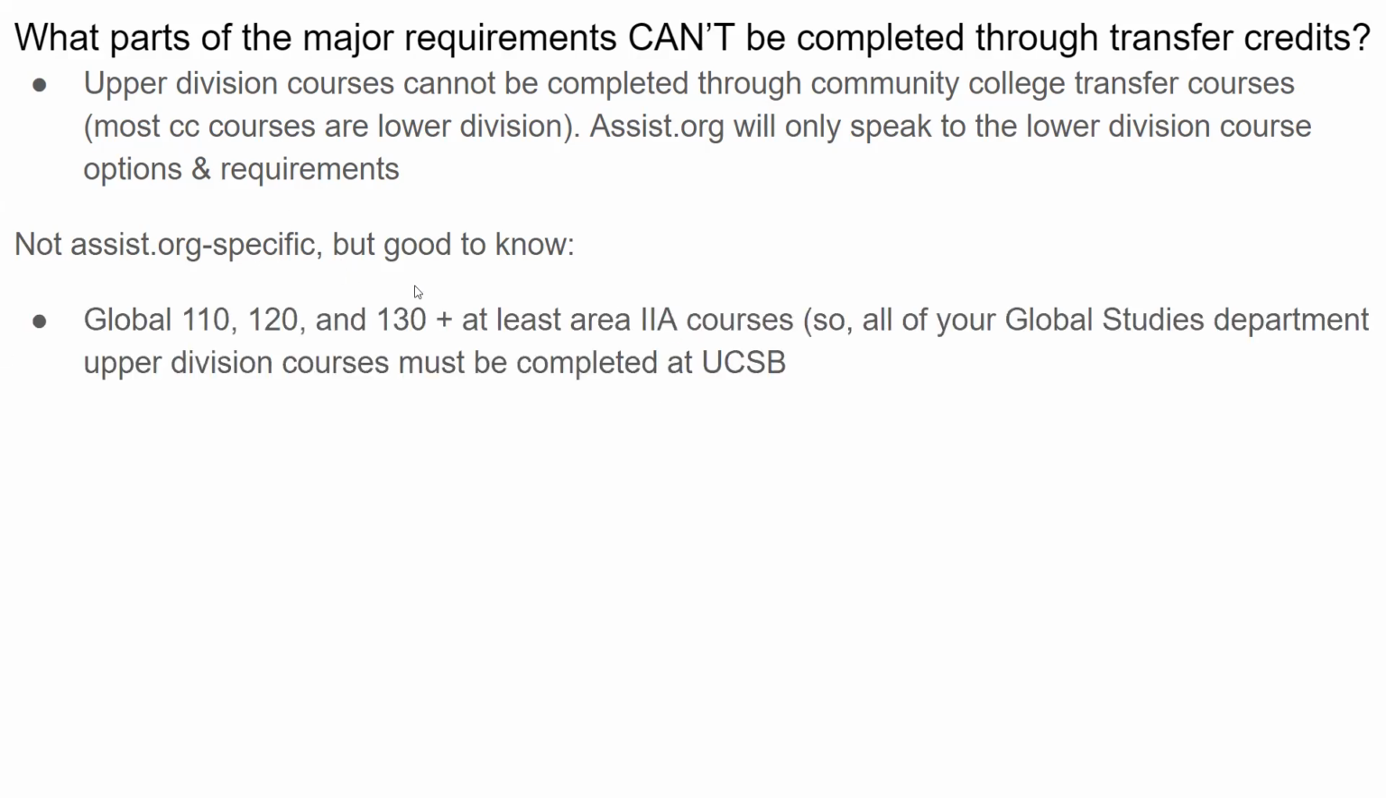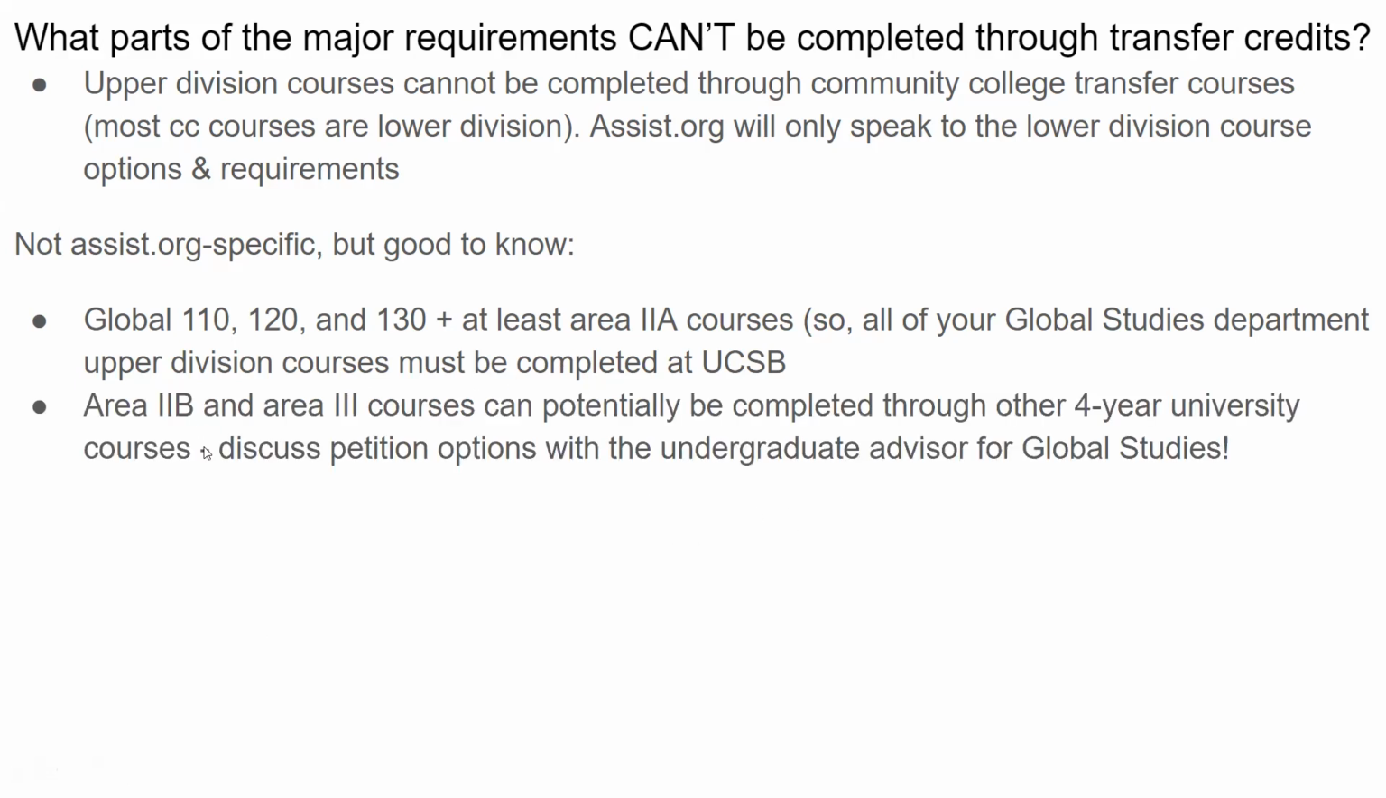If you're thinking about what other parts of the major requirements might be able to be completed through transfer courses, Global 110, 120, and 130, and at least Area 2 courses, so all of your Global Studies Department upper division courses must be completed at UCSB. We do want you to get a certain number of courses specific to our department and our program major done here at UCSB with our faculty and our programs. However, Area 2B and Area 3 courses can potentially be completed through other four-year university courses.